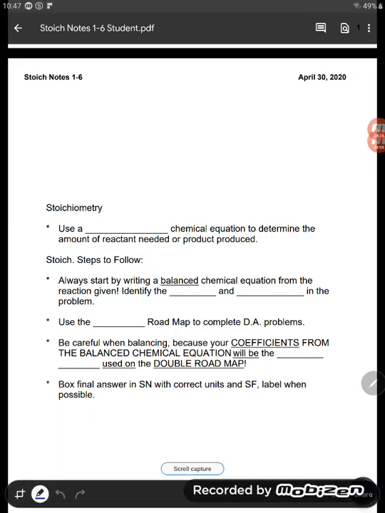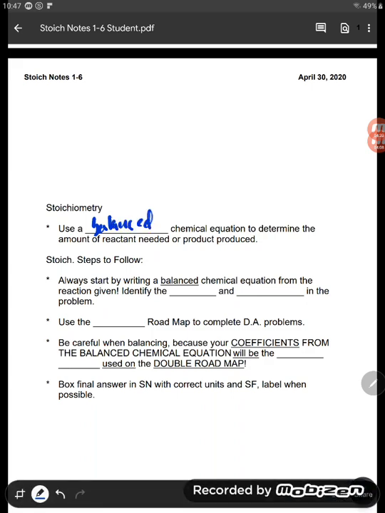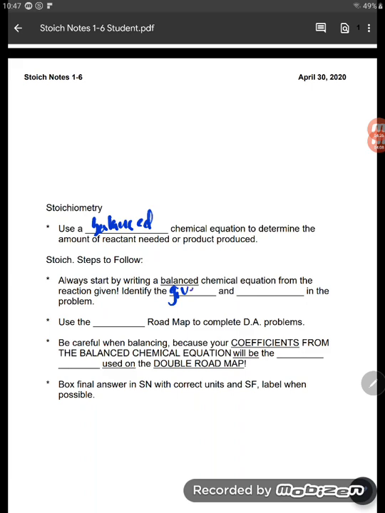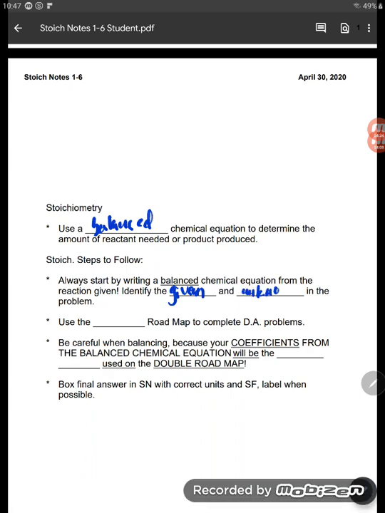Stoichiometry is the use of a balanced chemical equation to determine the amount of a reactant needed or product produced. So we can move things in different directions. Always start by writing a balanced chemical equation from the reaction given. Identify the givens and unknowns inside the problem.